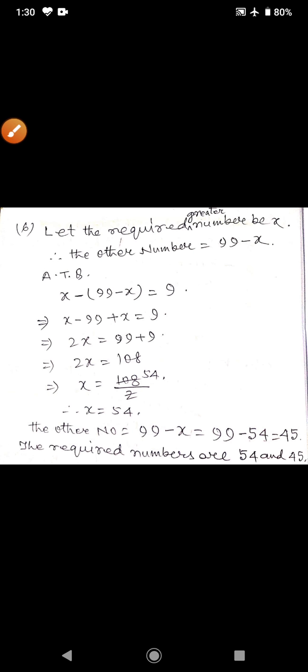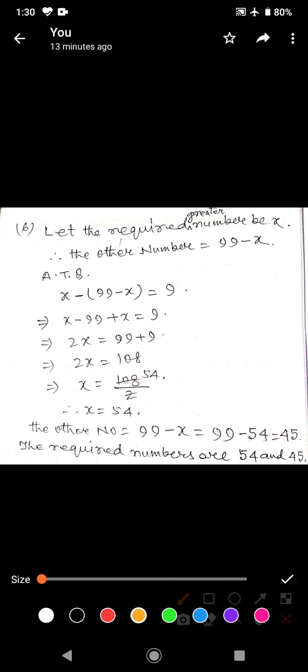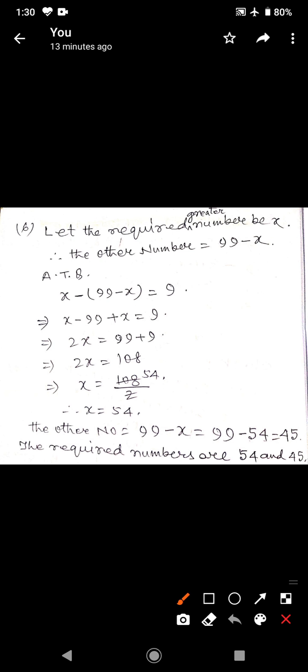Now question number 6. The sum of two numbers is 99. If one exceeds the other by 9, find the numbers. Let the required greater number be x. Therefore, the other number, or the smaller number, equal to 99 minus x, because the sum of two numbers equal to 99. So one number is x, then the other number is 99 minus x.